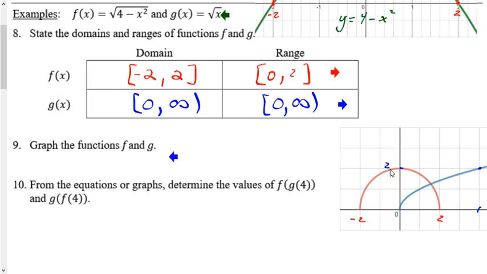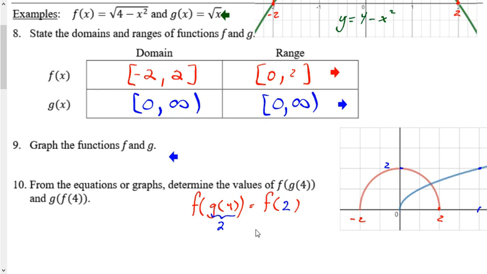So f of g of 4 is equal to f of 2, because this g of 4 is equal to 2. And that's what I found here. When my x value is 4, my y value is 2 in my g of x function. So then I'm going to look at this, and I'll say if I plug in a 2 into my f of x function, what do I get as a y value? I get a 0.